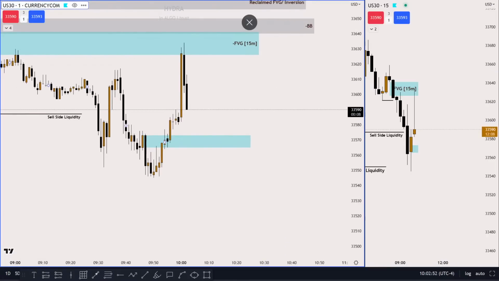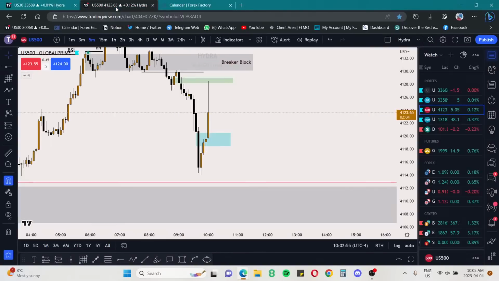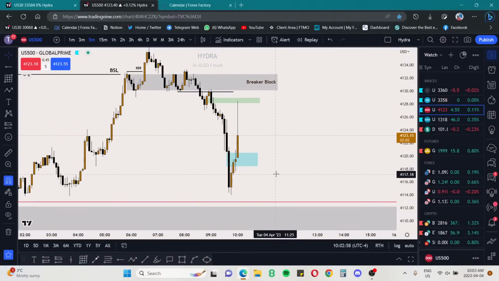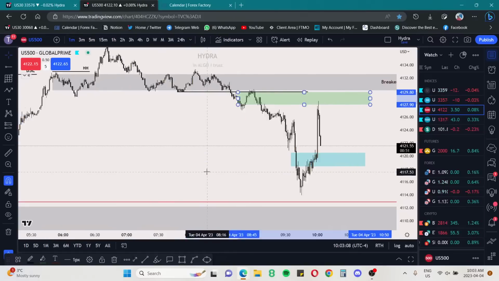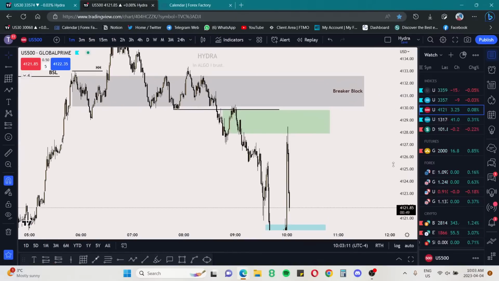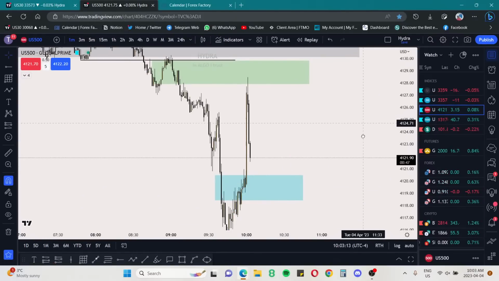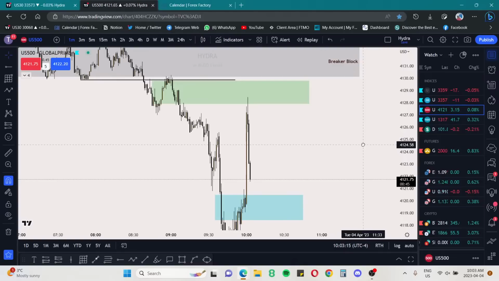Yes, I know, equal low in US 500. I told you that price will deliver there. On US 500, we went up and we hit this. Is it a breaker block? Well, it doesn't look like.